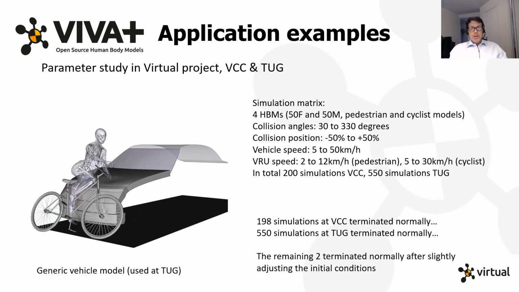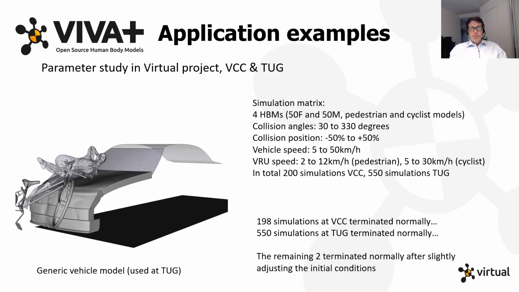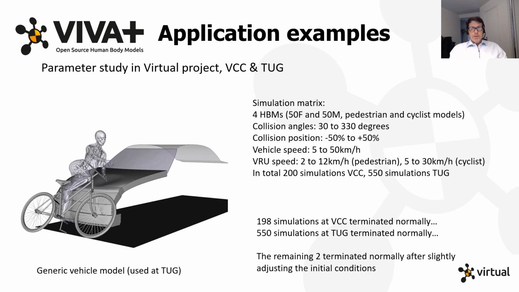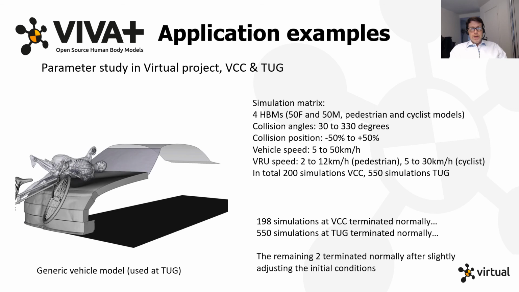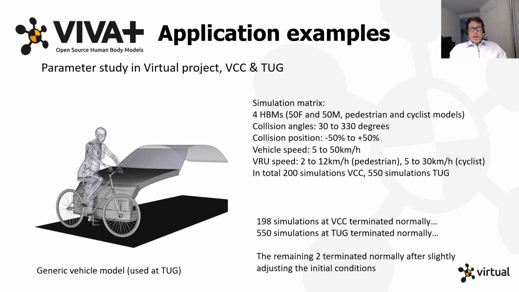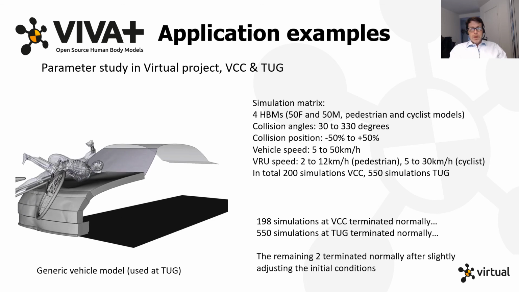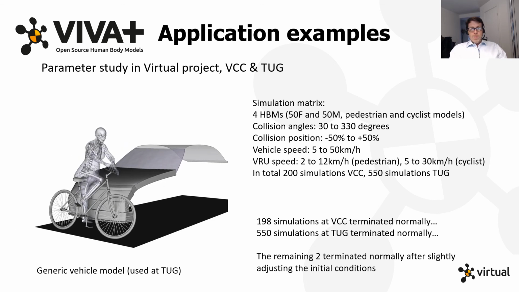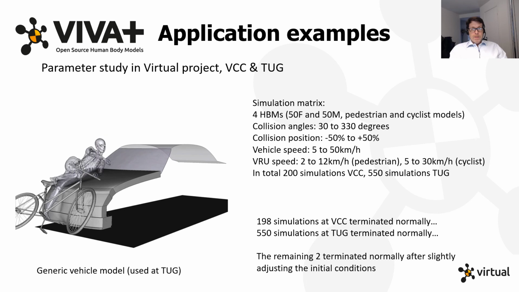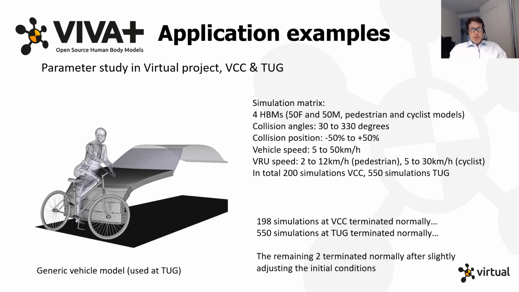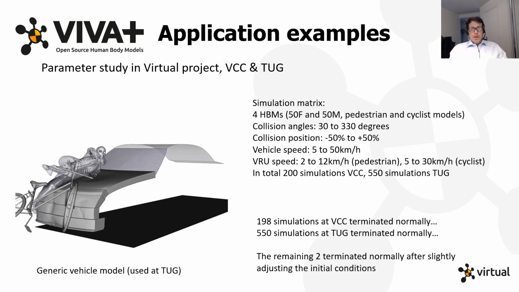Two additional parameter studies were carried out using the repositioned pedestrian and cyclist models. One using a vehicle-specific model and one using a generic vehicle front. Vehicle impact speed were varied up to 50 km/h. Using the generic vehicle model, all 550 simulations terminated normally, and using the vehicle-specific model, all but 2 simulations terminated normally.